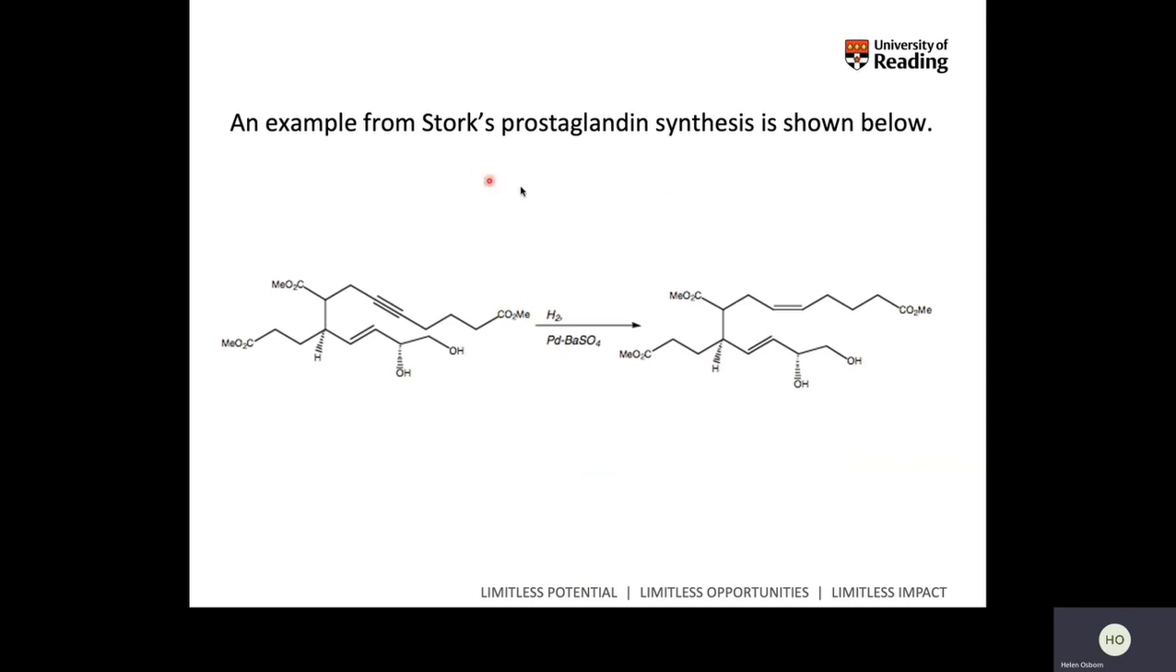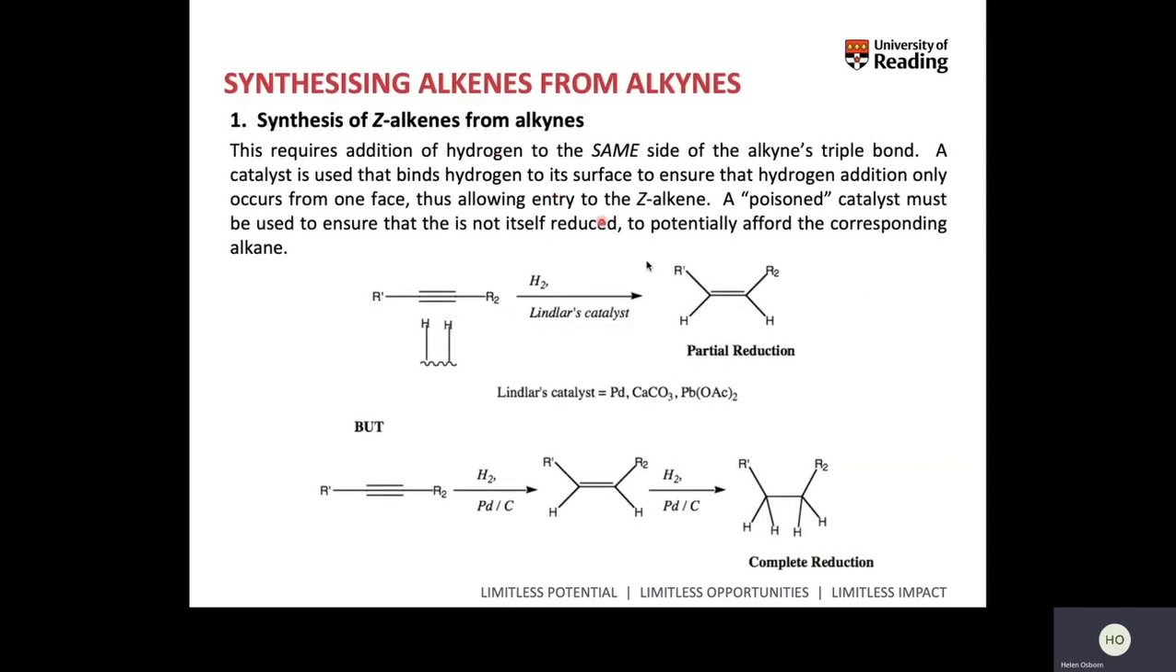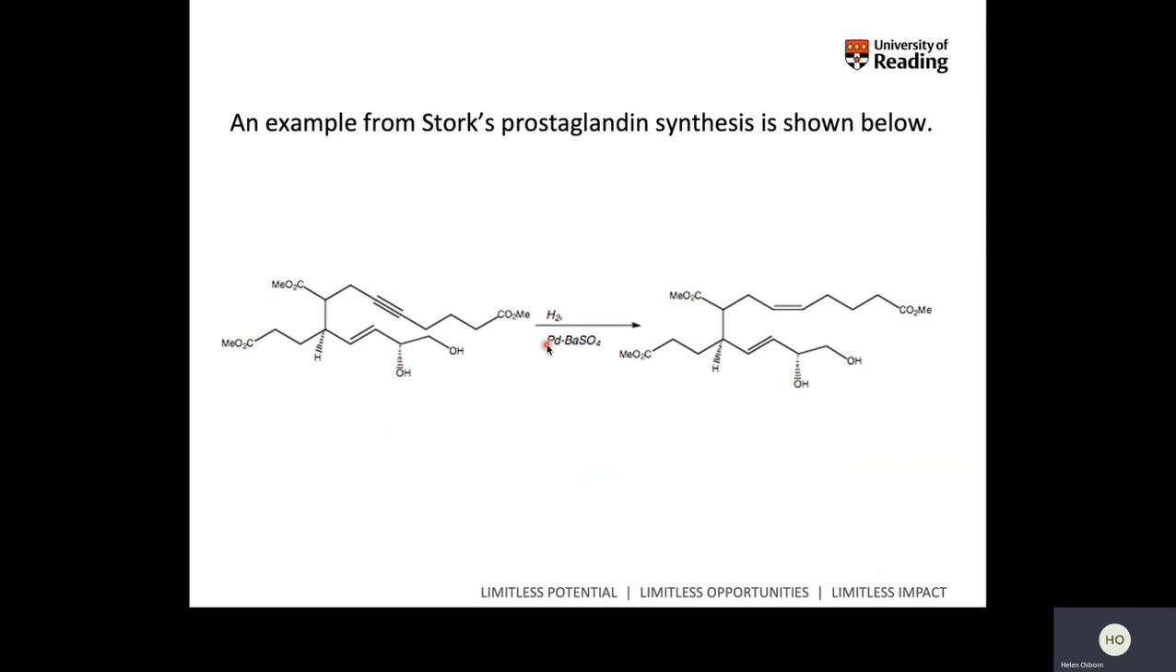So this is a classic example of a prostaglandin synthesis which came from a Nobel Prize winner, Stork. So just to recap, if we want to make these Z alkenes, we can do it from alkynes by using hydrogen and a poisoned catalyst, and here's a specific example.